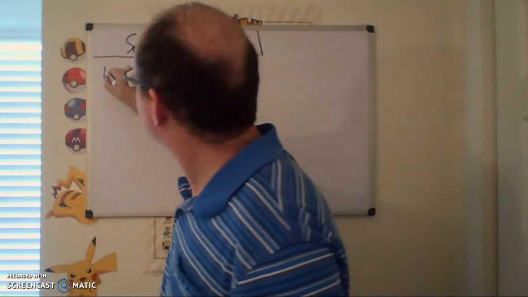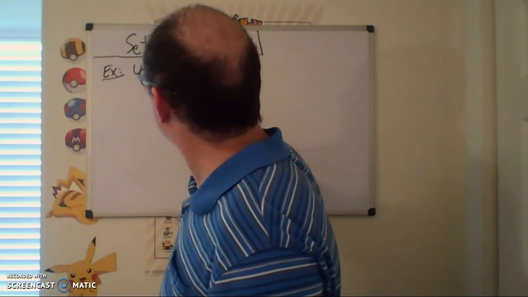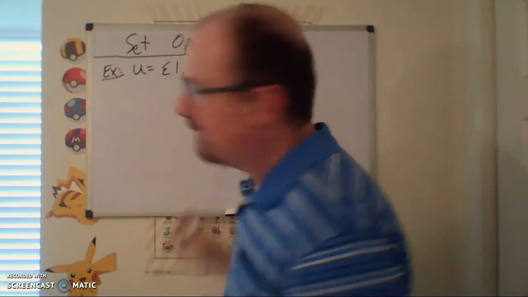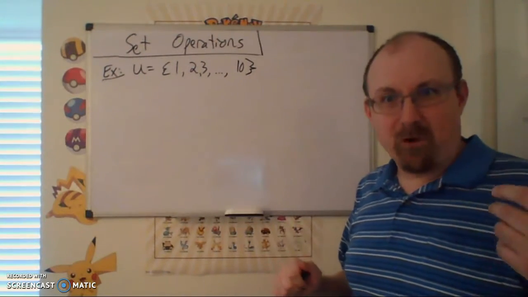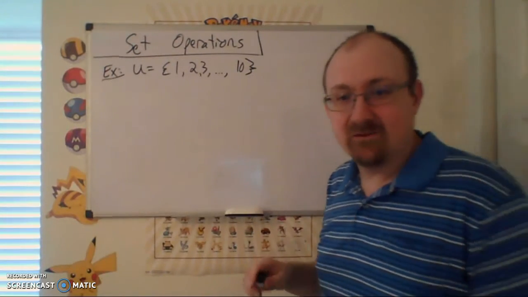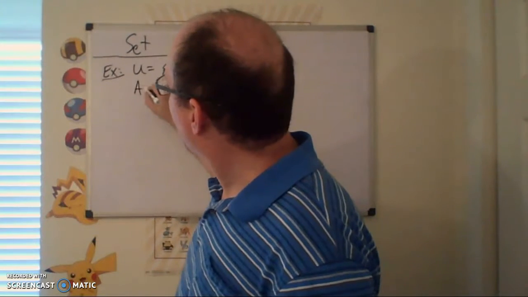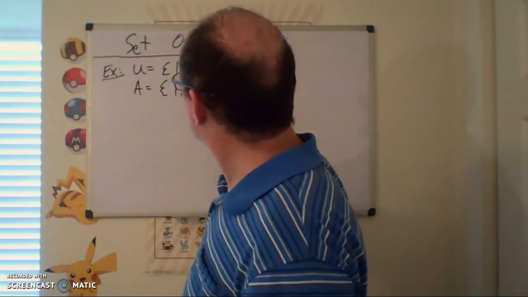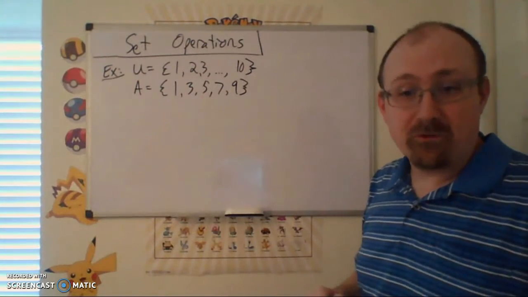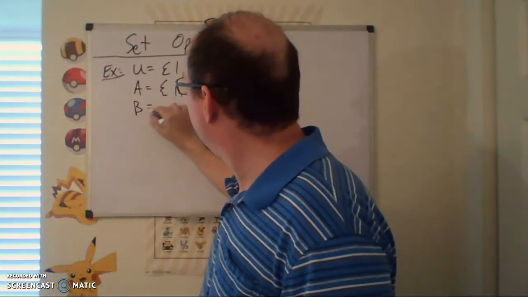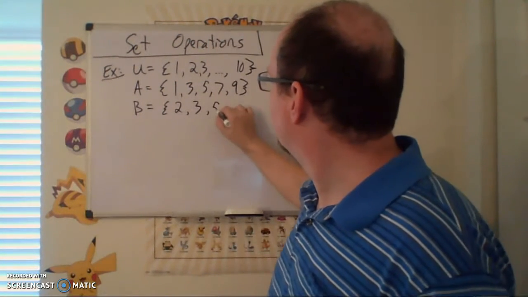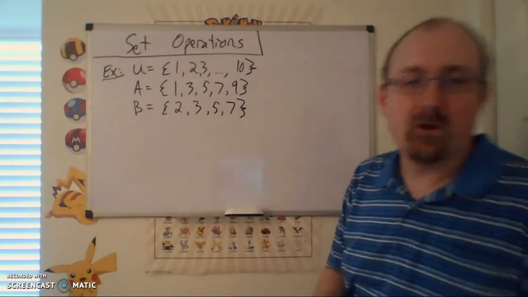So anyway, my universal set this time around is going to be integers from 1 to 10 inclusive. So 1, 2, 3, 4, you get the idea. Again, the dot, dot, dot indicates a pattern that hopefully makes sense. And we'll call out a couple of subsets inside here. So A is the set 1, 3, 5, 7, 9. B is the set, let's say, 2, 3, 5, and 7.